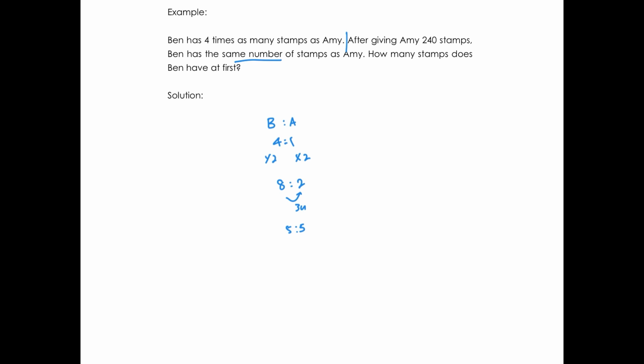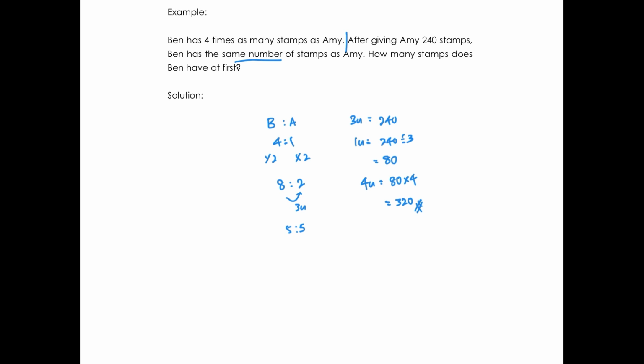So now, that means that the 3 units that are transferred over equal 240 stamps. 1 unit must be equal to 240 divided by 3, that will give you 80. Okay, how many stamps does Ben have at first? Ben has 4 units at first. So 80 times 4, that will give you 320.